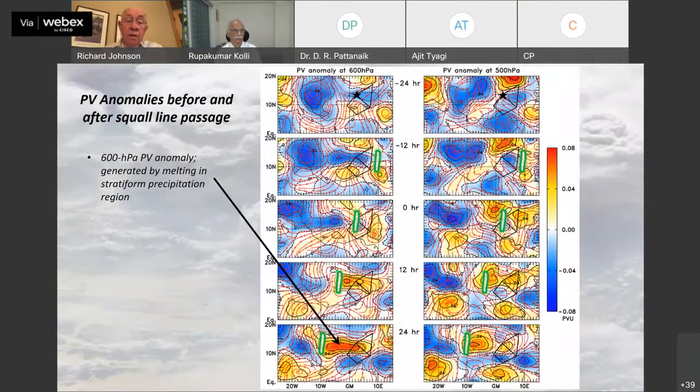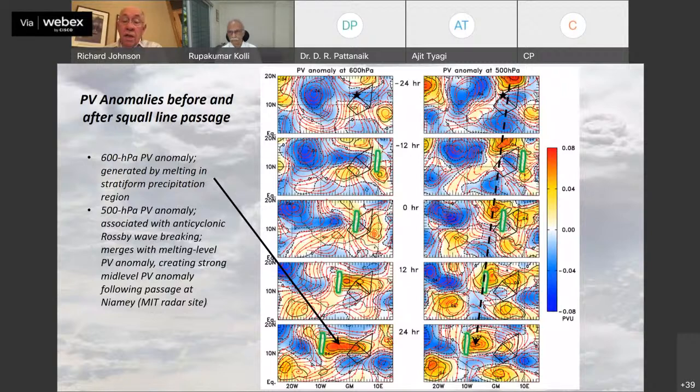I've repeated the panels at 600 on the left in this slide, just what we saw before, showing this large wake of PV behind the line. And on the right are the same panels, but at 500 hPa. And if you hit next, you can see here there's a PV anomaly that extrudes down from the north into the region, and eventually at 24 hours enters the region just behind the squall line.